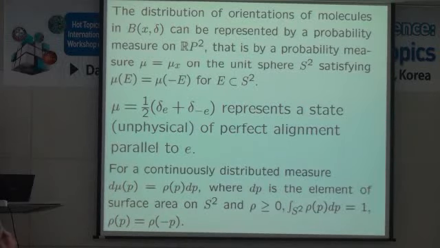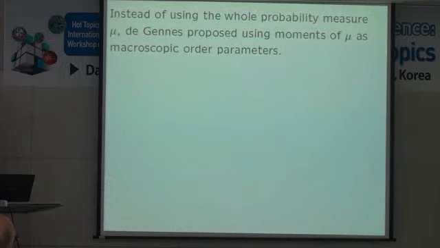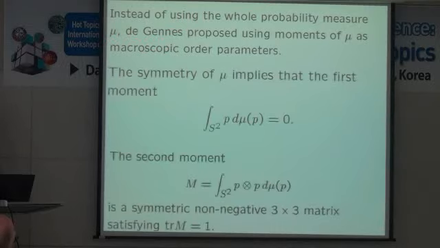Now, usually then, we have a continuously distributed measure, so given by a probability density function rho of p, so dp is the element of surface area on the sphere S2, and so rho, of course, is non-negative, it integrates up to 1 on the sphere, and it's symmetric, rho of p is rho of minus p, to fulfill this condition. So this is the kind of density function that Peter has been talking about. Okay, now we could use the whole probability measure, mu, but De Gennes proposed using moments of mu as macroscopic order parameters, and the first moment is zero by the symmetry condition.